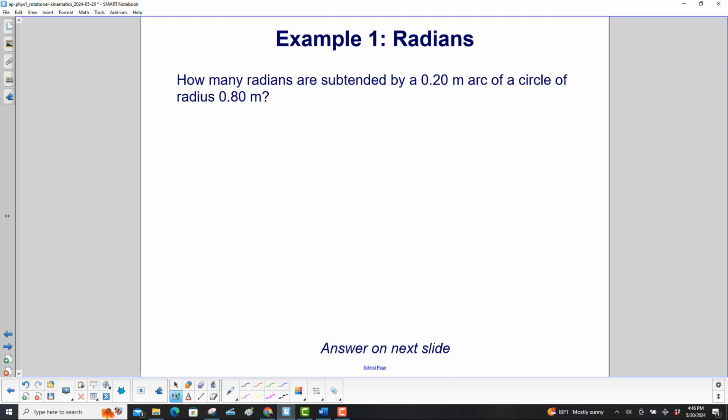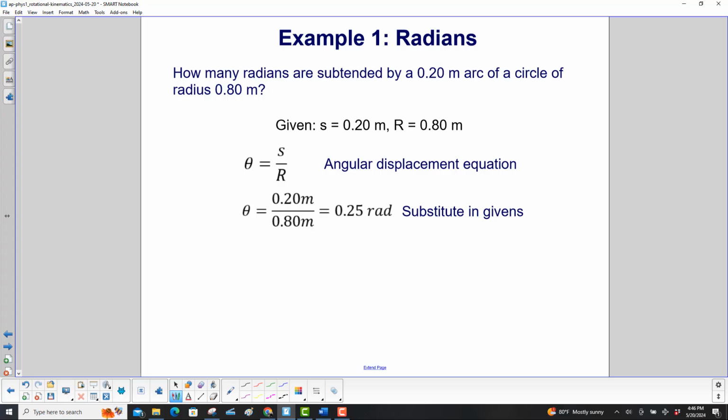Example 1. How many radians are subtended by a 0.20 meter arc of a circle of radius 0.80 meters? Here's our given, the arc length and the radius of our circle. We use theta is S over r, substitute in our variables, and we find that theta equals 0.25 radians.